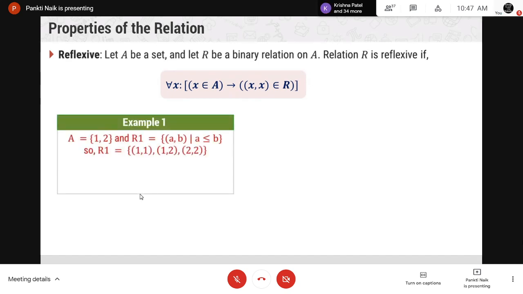For example, A equals 1, 2. So relation R1 equals (a, b) such that a is less than or equal to b. We have one set 1, 2, and what is the relation between the two? (a, b) such that a is less than or equal to b. So R1 equals (1, 1) because 1 equals 1, (1, 2) because 1 is less than 2, and (2, 2) because 2 equals 2. So this is the relation for this given set A. And (1, 1) and (2, 2) are reflexive.